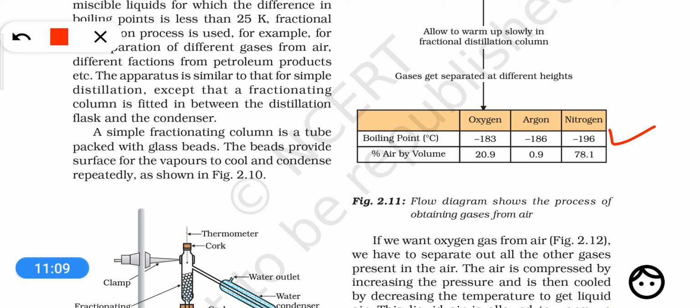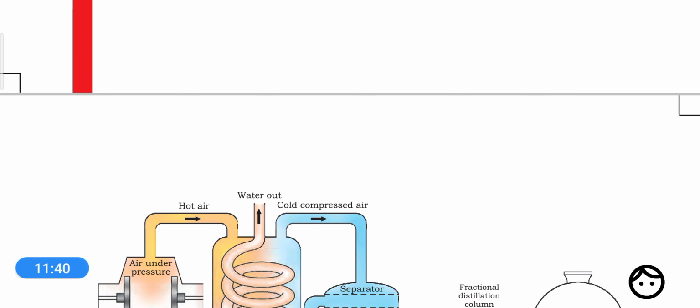Here you can see minus 196 is the boiling point of nitrogen. So the nitrogen will be separated. Then we will once again increase the temperature, and the temperature will reach minus 186. So this temperature is actually higher than the previous temperature. When the temperature reaches minus 186 degrees, then the argon gas will be separated, and finally the oxygen will remain here. Here you can see the apparatus is shown.